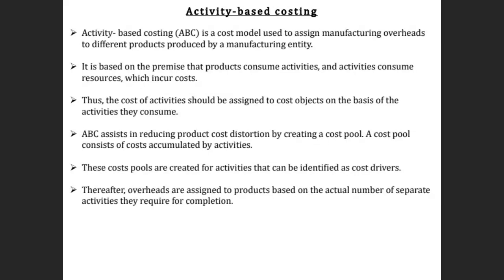So the first point here says exactly that: activity-based costing is a cost model that is used to assign overhead costs to different products produced by a manufacturing entity, and it's based on the activities that are consumed. The idea is that all of these activities cost money. So we need to be able to correctly cost an item by looking at the activities that took place in order for it to be produced. That's what we're looking at under activity-based costing.